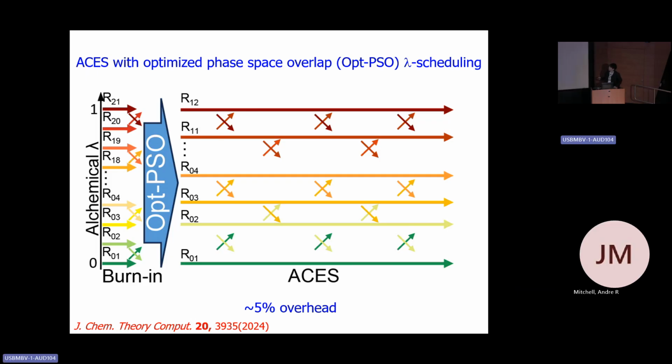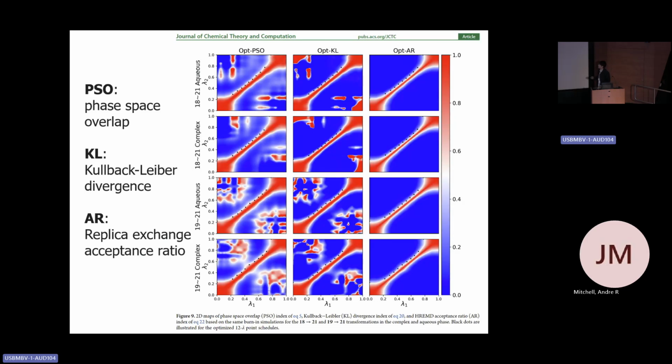Here's how we optimize it. I'm showing the 2D map of the different indices we use to optimize such a schedule. Each row corresponds to a different alchemical transformation. In the first column, I'm showing the heat map for the phase space overlap between 2 arbitrary lambda windows. Along the diagonal, it is the overlap of each lambda window with itself, so it should always be 1.